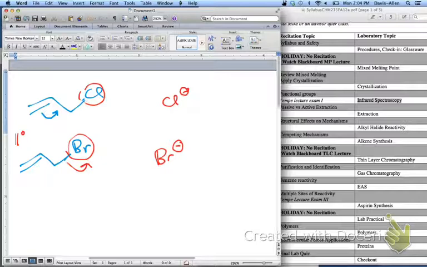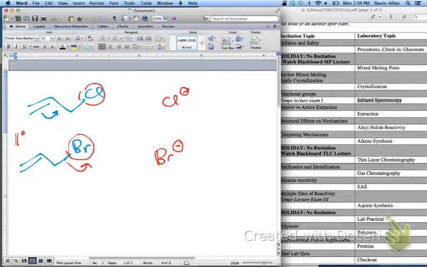Which of these two would react faster in an SN1 mechanism? It's a big hint. It's the same answer as you had for the SN2. Bromide because it's bigger. It can stabilize that negative charge better than chloride.